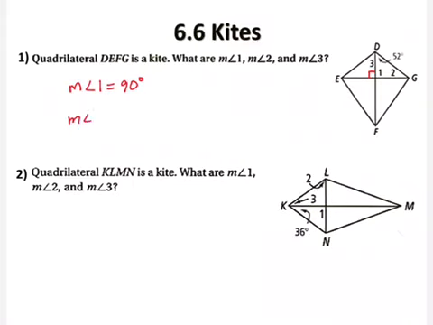To find the measure of angle 2, we're going to take 180, or the measure of an entire triangle, and we're going to subtract the two angles we know. We know angle 1 is 90, we know this one is 52, and so whatever's left over will be the measure of angle 2. So we're going to take 180 minus 90 minus 52, and in this case we get angle 2 to be equal to 38 degrees.